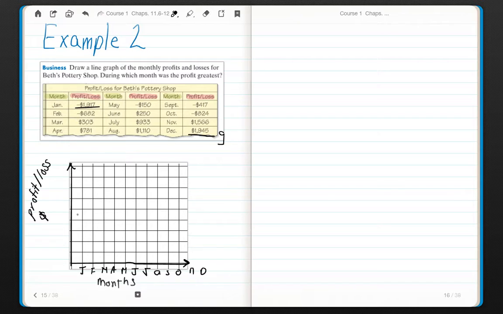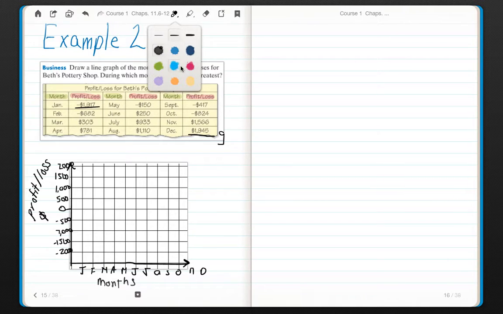So when I am making my graph, I'm going to have 0 here in the middle. And I'm going to go ahead and count by 500s. 500, 1,000, 1,500, 2,000, and same thing here. Negative 500, negative 1,000, negative 1,500, negative 2,000. And then I'm going to plot my points.